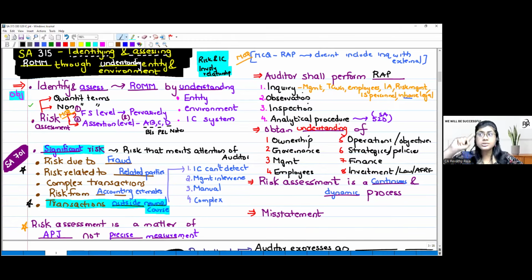Here we are talking about risk of misstatements. What is a misstatement? A misstatement is the difference between the amount as required as per AFRF and the amount as per FS or books. That is, what it should be as per AFRF, but what it actually is as per the books and FS. It can be in four forms. Anyone? Presentation? Wrong. Disclosure.